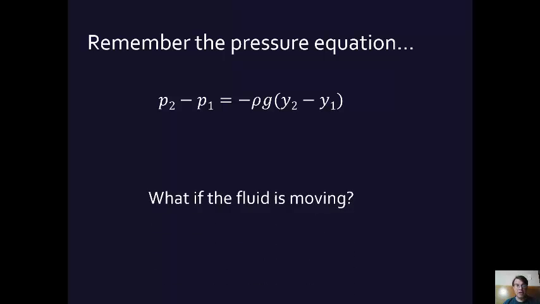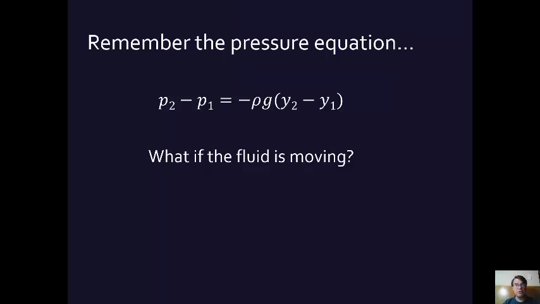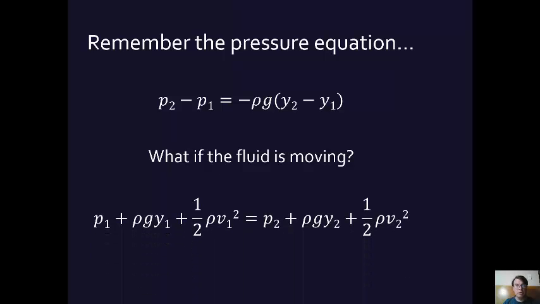Okay, that's if the fluid is not moving. What if the fluid is moving? Well, if the fluid is moving, then we have Bernoulli's equation. And Bernoulli's equation is based upon the fact that kinetic energy and potential energy are related in such a way that if the kinetic energy goes up, then the potential energy goes down, and if potential energy goes up, then the kinetic energy goes down. So in this equation, the rho g y1 or rho g y2 relates to the potential energy of the fluid, and then 1/2 rho v squared relates to the kinetic energy of the fluid.